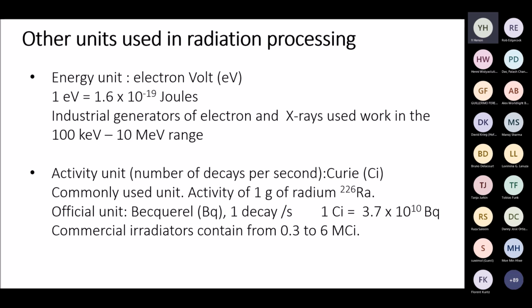Commercial irradiators contain somewhere between 0.3 to 6 million curies of cobalt-60. So if you multiply 6 million by 10 to the power 10, that's a lot of decays per second in a commercial irradiator. Now, the lower limit is quite arbitrary, but when you count the number of irradiators in the world, usually you set the lower limit at 0.3, considering that under there are more for research irradiators or at best semi-commercial facilities.